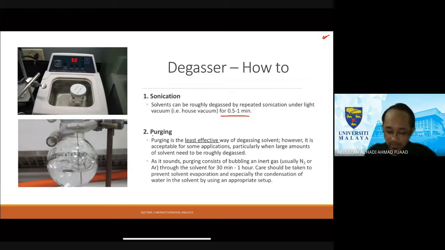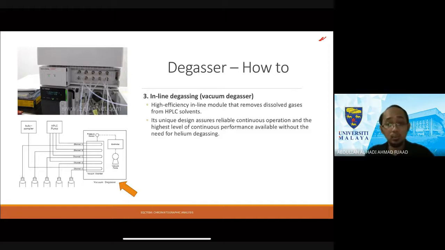Okay, so this is just an idea on if you are thinking of doing it. There's two ways of doing it, or if you do have the money to purchase an inline degassing module, okay, you can actually do that. Okay, so it's very highly efficient. In line with the whole system, you do not need to have a purging system, but if you do have it, you can still purge your solvents on the solvent reservoir. Okay, and it's a unique design to assure reliability, continuous operation, and highest level of continuous performance.